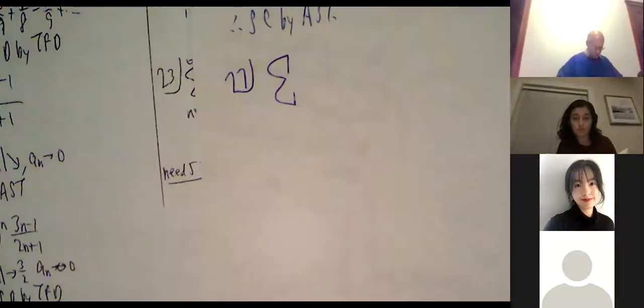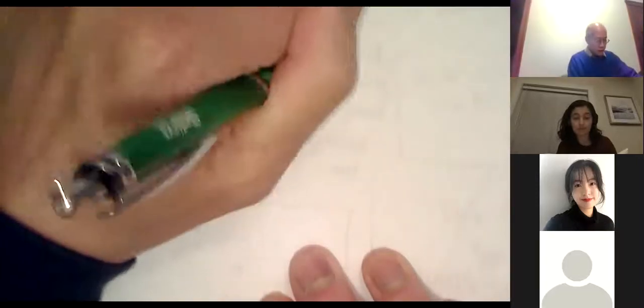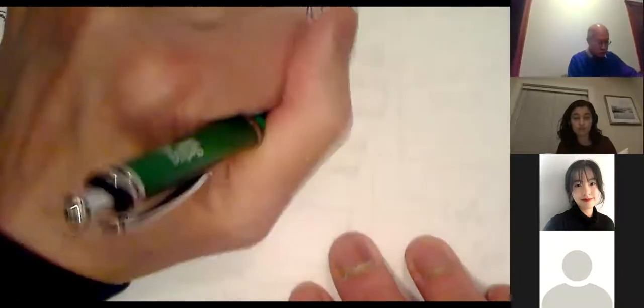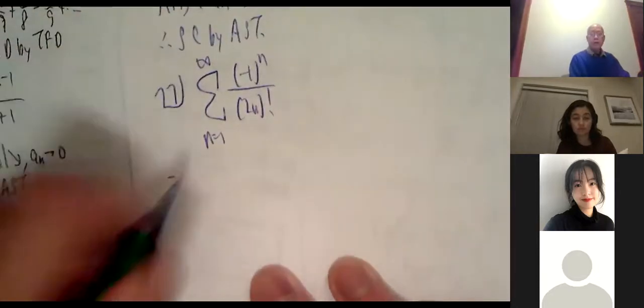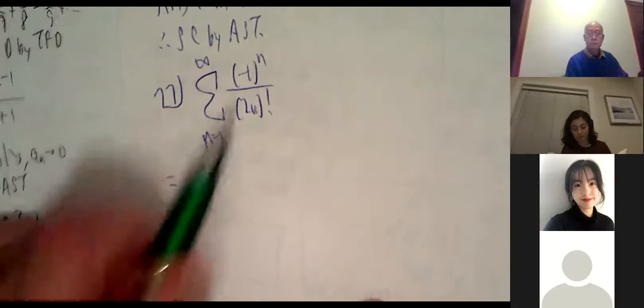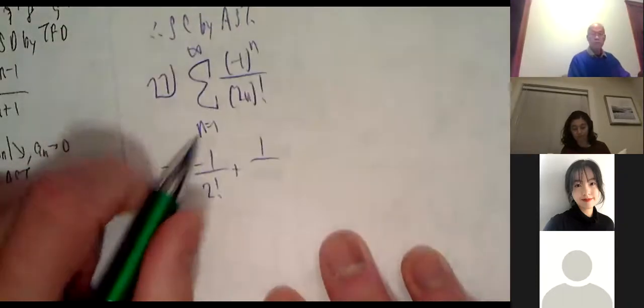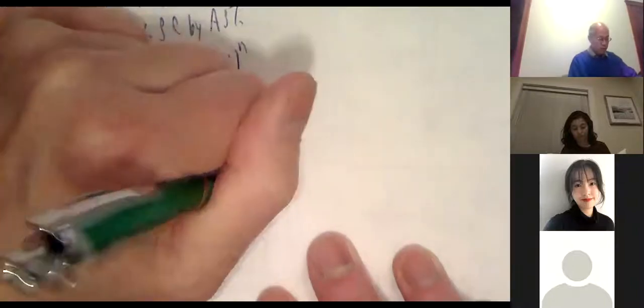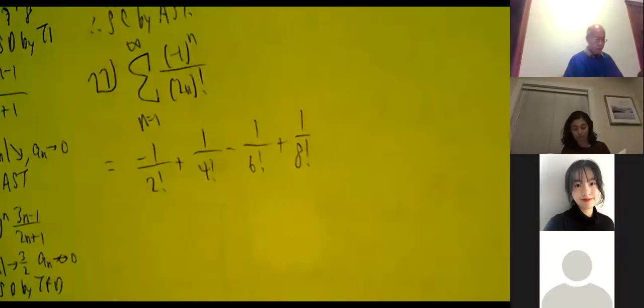So n equals 1 to infinity, negative 1 to the n divided by 2n factorial. Does it start positive or negative? Negative. So negative 1 over 2 factorial plus 1 over, plug in 2, 4 factorial, minus 1 over 6 factorial, plus 1 over 8 factorial. Is that right?